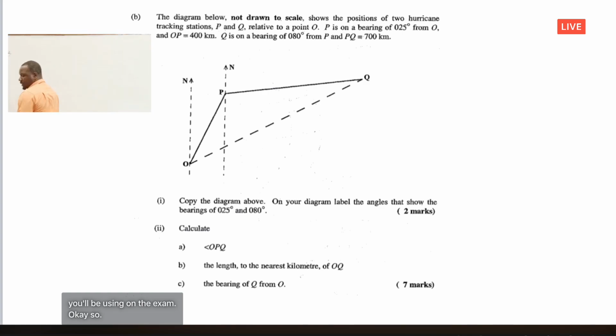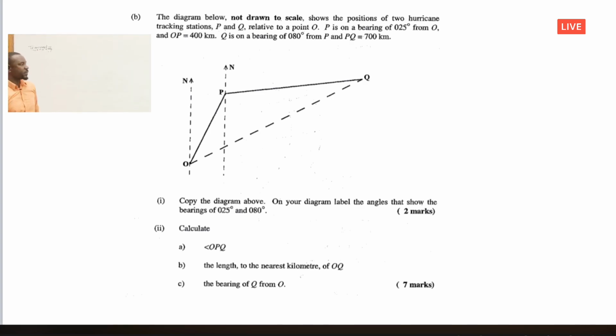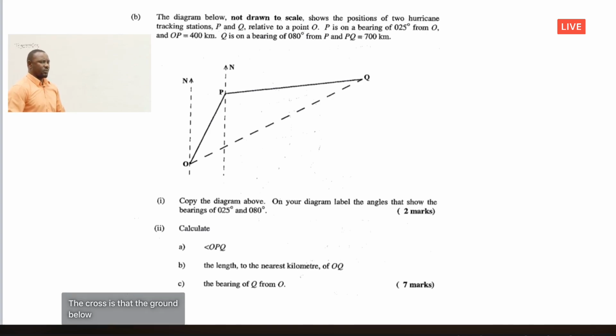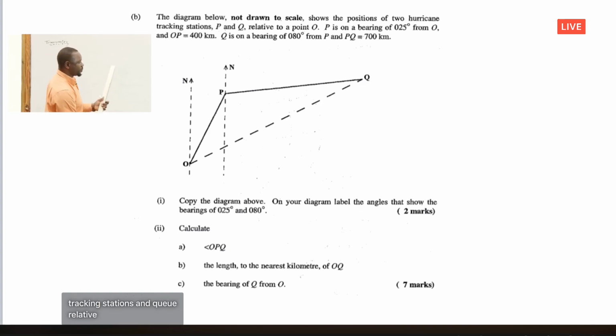So, on your screen, you will see projected this question. And this was taken from a past paper as well. And we started looking at this in our last video, so we're going to finish it today. The question reads, the diagram below, not drawn to scale, shows the position of two hurricane tracking stations, P and Q, relative to the point O.